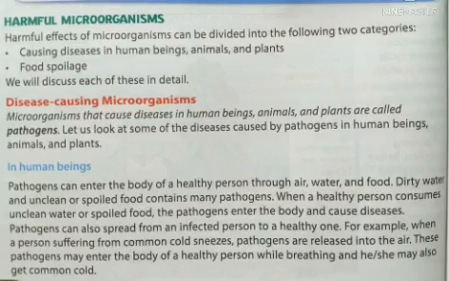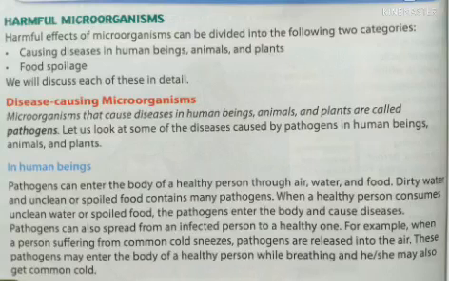Disease causing microorganisms. Microorganisms that cause diseases in human beings, animals, and plants are called pathogens. Let us look at some of these disease causing pathogens in human beings, animals, and plants. In human beings, pathogens can enter the body of a healthy person through air, water, and food. Dirty water and unclean or spoiled food contain many pathogens. When a healthy person consumes unclean water or spoiled food, the pathogens enter the body and cause diseases.